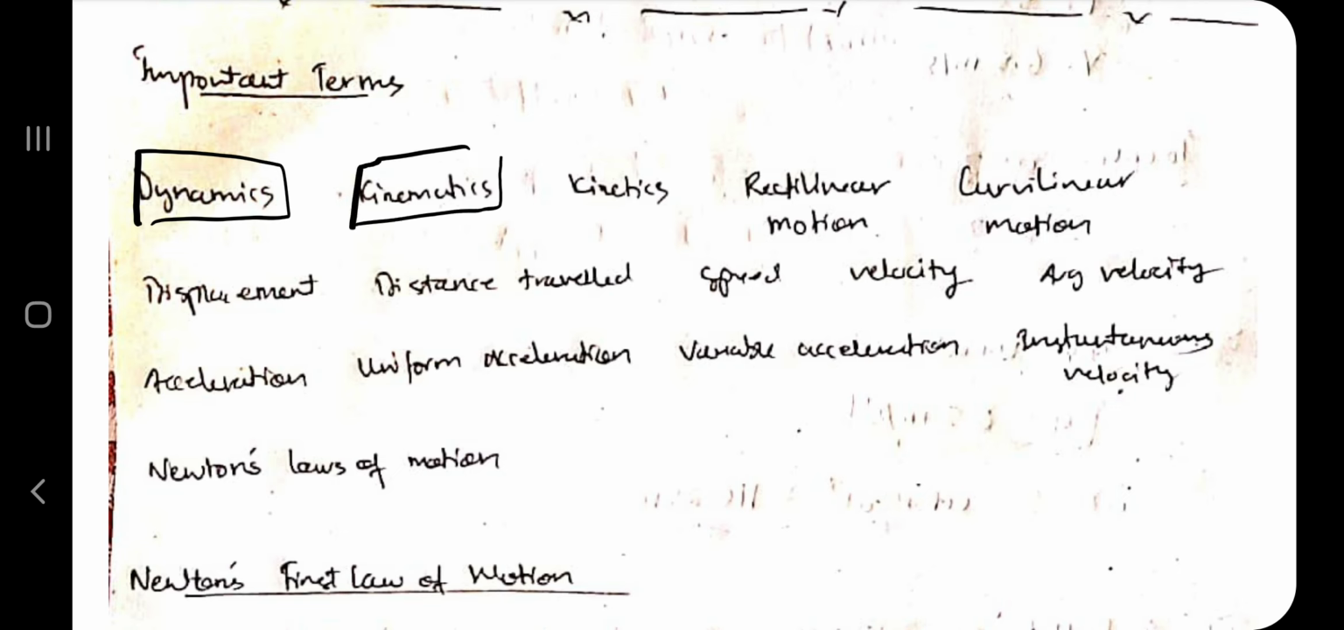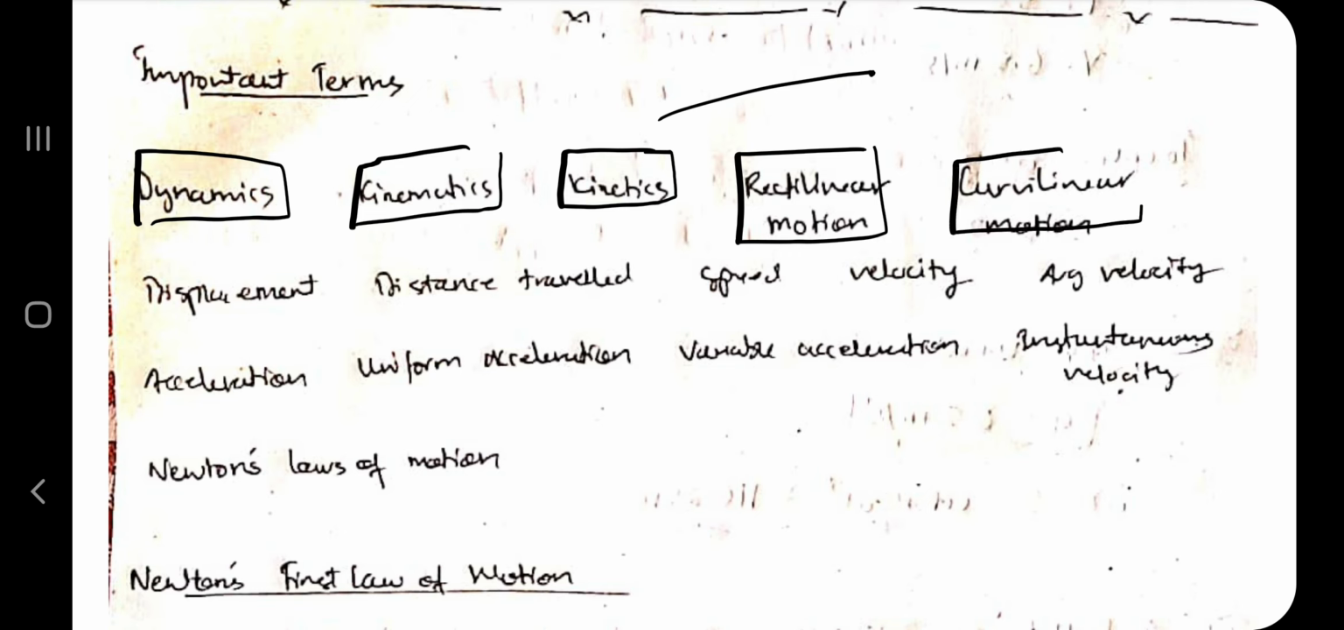Kinematics deals with the motion of an object. Kinetics involves the forces which are acting on an object causing a change in its position. Rectilinear motion is straight motion, meaning motion in a straight line. Curvilinear motion is motion in a curved or circular manner.